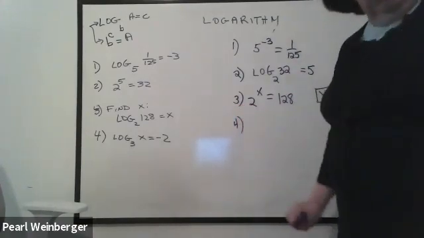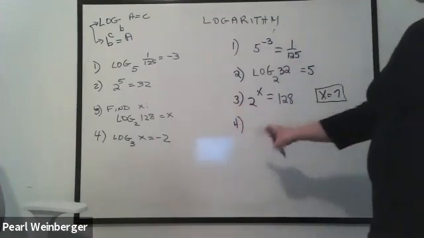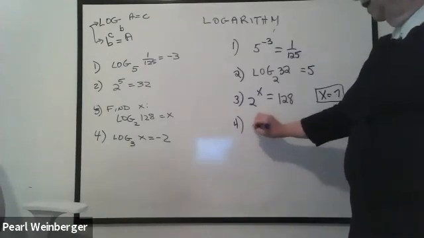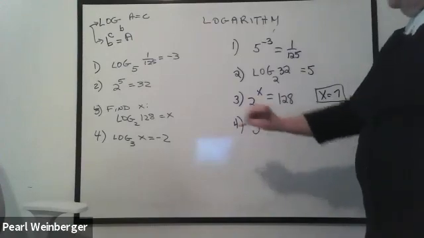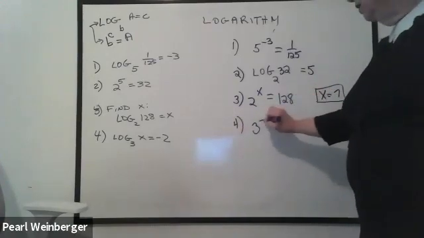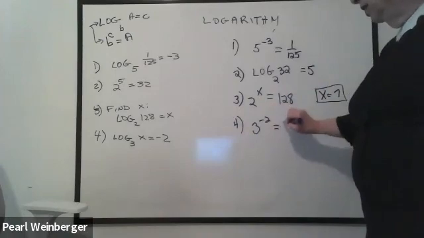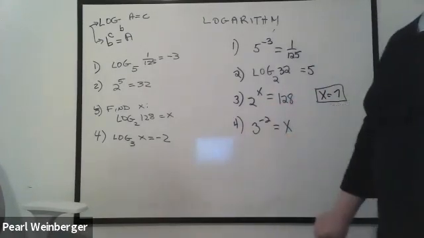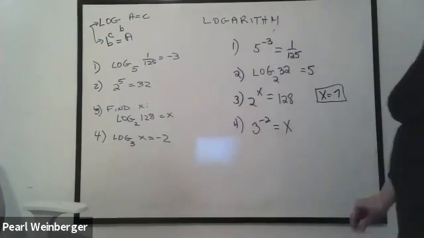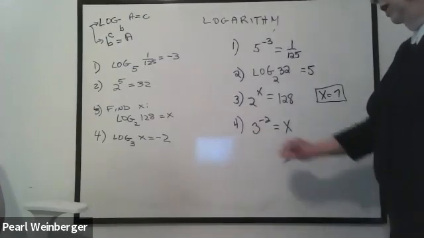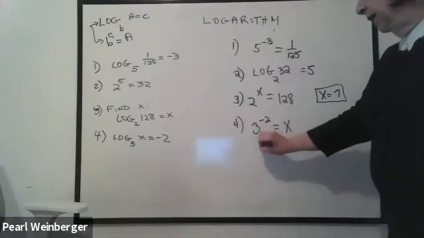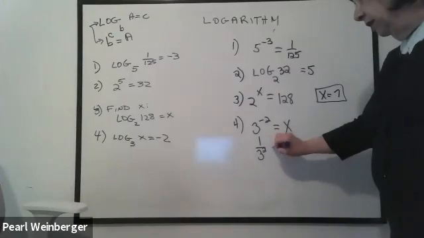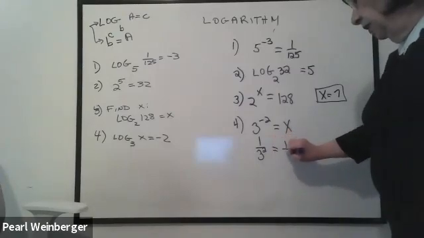The number 4 one, we're again going to put that in exponential form. So again, my base is 3. My exponent, the number on the other side, is -2. That's going to be equal to my x. So I have to figure out what 3 to the -2 is equal to. And I know that when I have a negative exponent, it makes it into a fraction. So that really means 1 over 3 squared, which is 1/9.